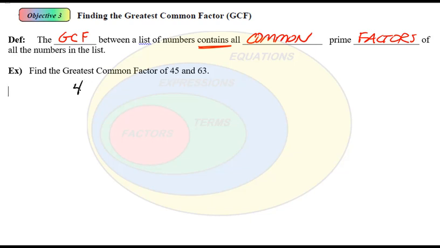So like 45, using our factor tree, this was 5 times 9. 5 is prime, so we circle that. 9, we can factor the 3 times 3. So again, these are primes, so we circle those. So 45 is actually equal to 3 times 3 times 5.